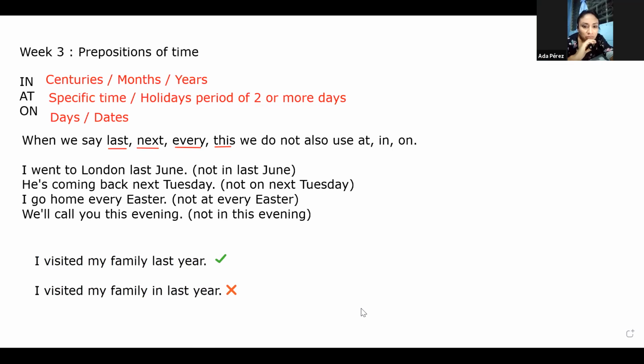So it is incorrect to say, for example, in every day. Yes, you say every day. For example, I go to the gym every day. You don't use a preposition because you are using the word every. Okay.